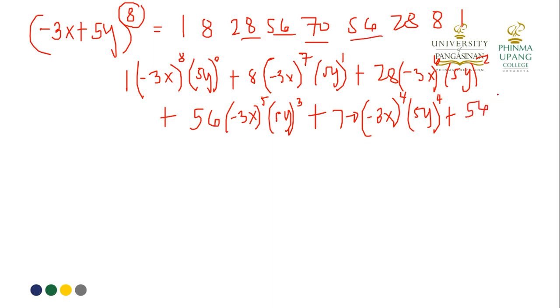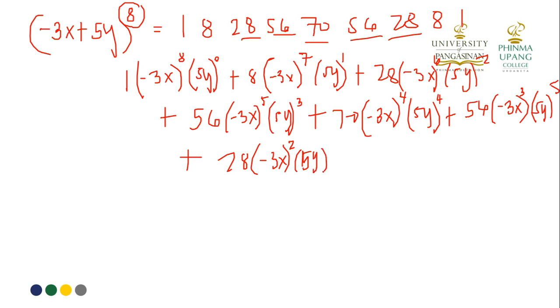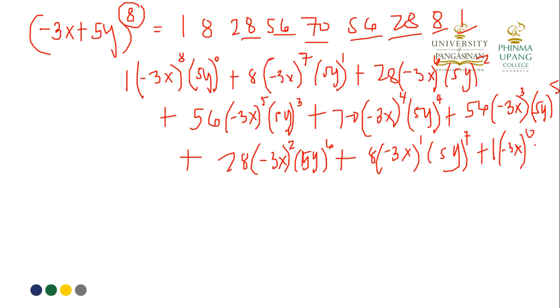It's 56, multiplied by negative 3x raised to 3, then 5y raised to 5. Next number we have 28, negative 3x raised to 2, 5y raised to 6. Next is 8, negative 3x raised to 1, 5y raised to 7. Okay, last number. 1 negative 3x raised to 0, then 5y raised to 8.